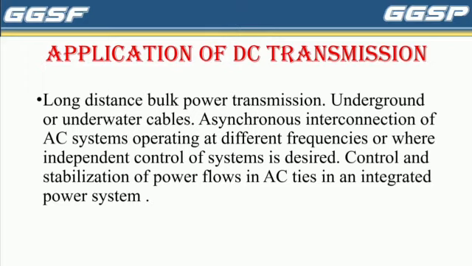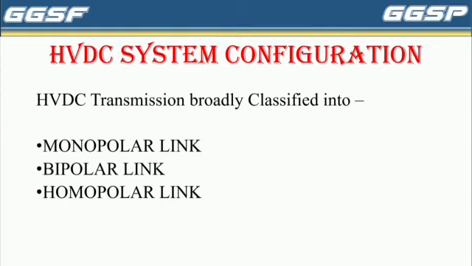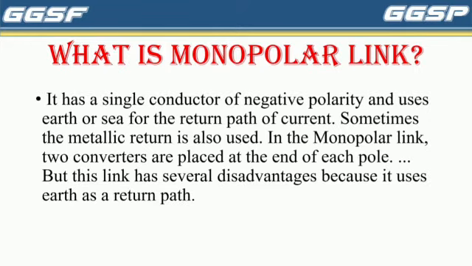HVDC system configuration. HVDC transmission is broadly classified into monopolar link, bipolar link, and homopolar link. What is a monopolar link? It has a single conductor of negative polarity and uses earth or sea for the return path of current. Sometimes a metallic return is also used. In a monopolar link, two converters are placed at the end of each pole. But this link has several disadvantages because it uses earth as a return path.